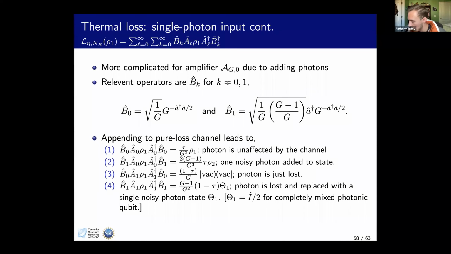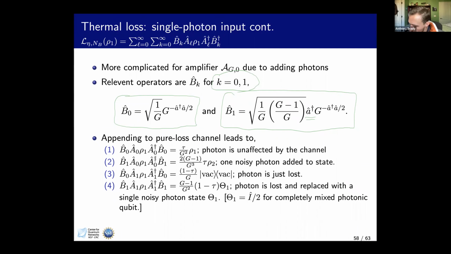But we'll focus on just the first few operators for the amplifier channel, this k equals 1 and k equals 0. So the k equals 0 looks something like this. Basically, this is kind of like nothing happens, with some probability. You can think of it like that. You're not gaining photons, you're not losing photons, so nothing happens. But the B1 is a little bit different. Now we have this a dagger term. So that means, you can think about it like with some probability, we're adding a photon to the state.